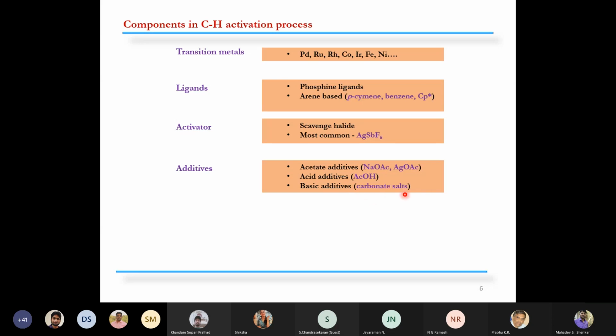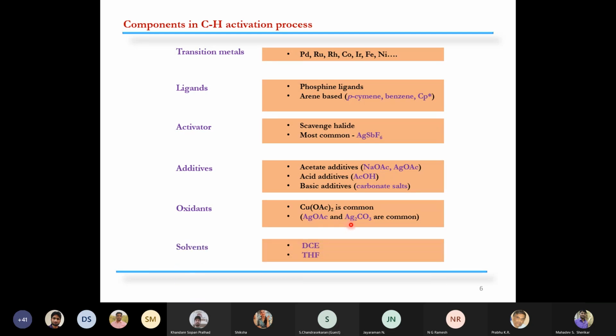the most common basic additives. So if the reaction is an oxidative process, then we need an oxidant to regenerate the metal catalyst at the end of the reaction. Mostly, copper acetate is the common oxidant, a copper salt, and silver-based oxidants such as silver acetate and silver carbonate are used. Apart from this, solvents also play a role, but mostly dichloroethane and THF are used in the field of CH activation.